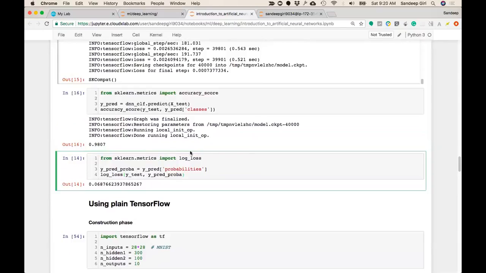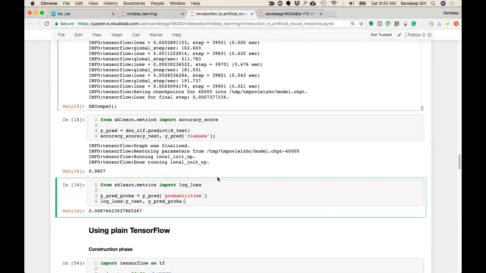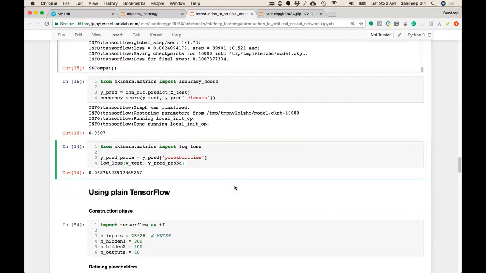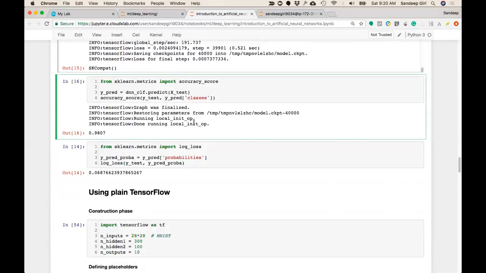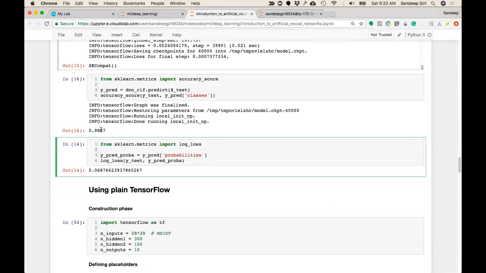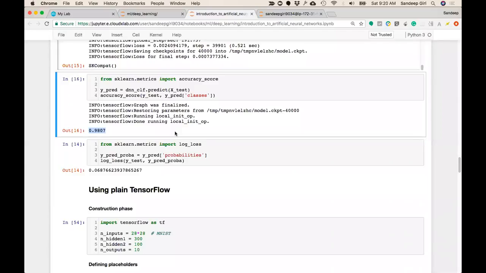A question from Shiva is that the output value I see is slightly different. That's right, because of the random initialization values, the output will be slightly different. It is very impressive that it is able to reach an accuracy of 98.07%. How much is your accuracy? For me, it is 98.07%.